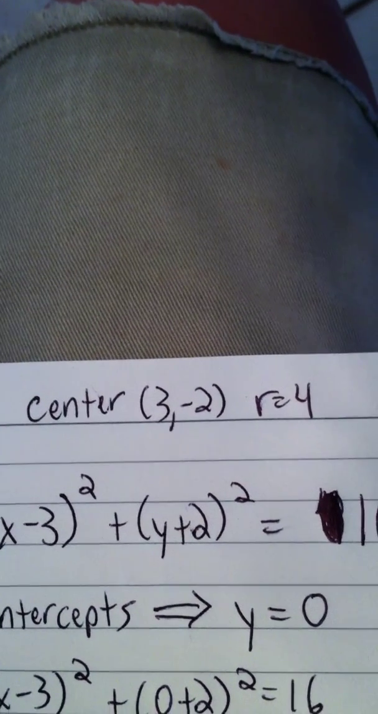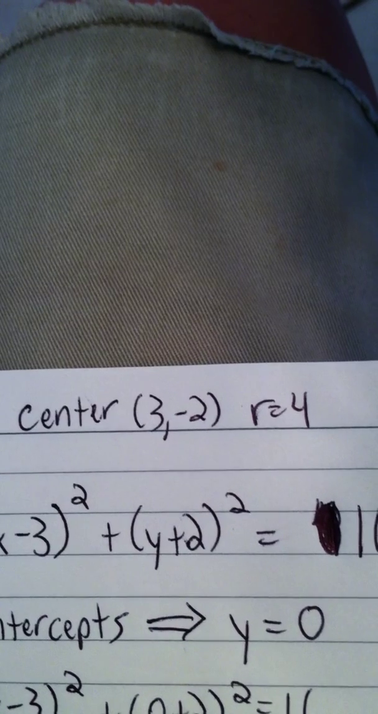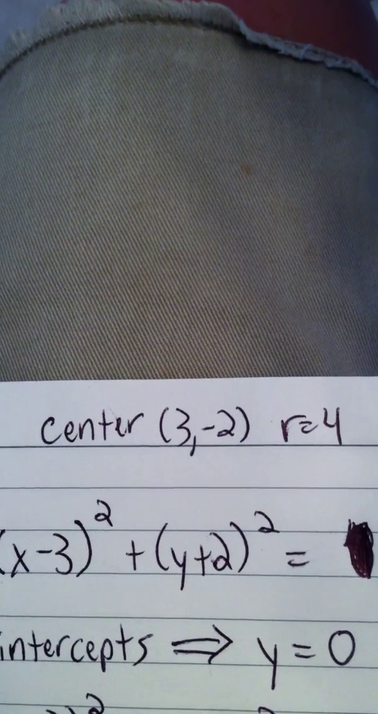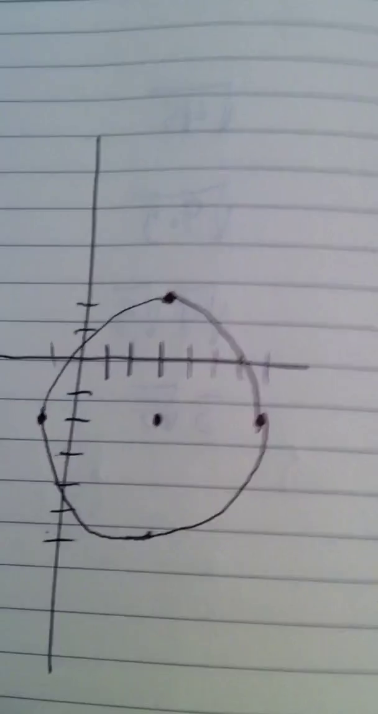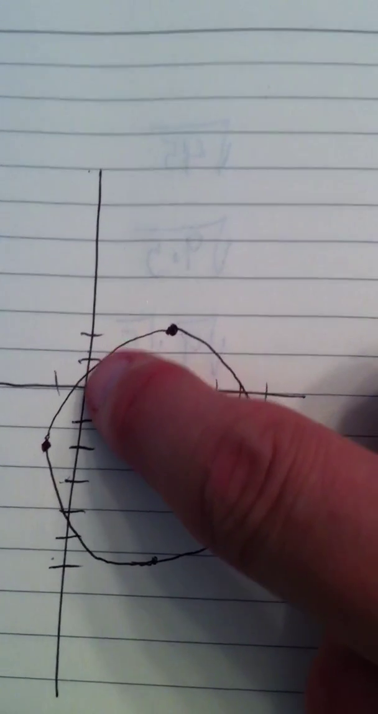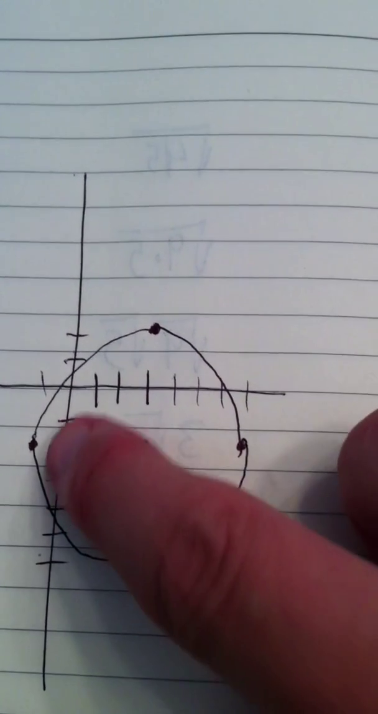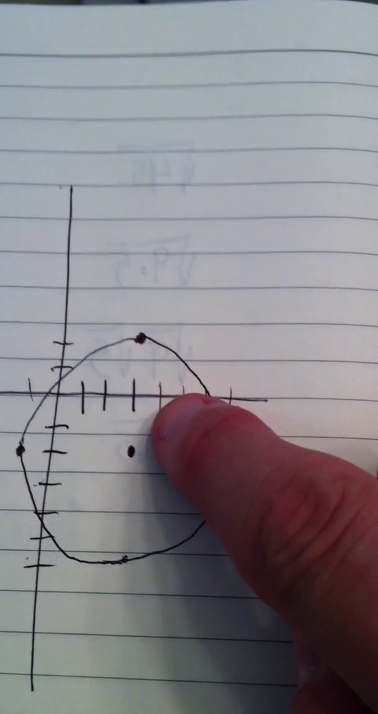Okay, for number 11, we're worried about a circle with a center of (3, -2) and a radius of 4. The way we're going to solve this to find the x and y intercepts is, first it might be helpful to draw a circle. I just roughly sketched one. What we're doing is looking for the places where it crosses the x-axis and the y-axis. Okay?